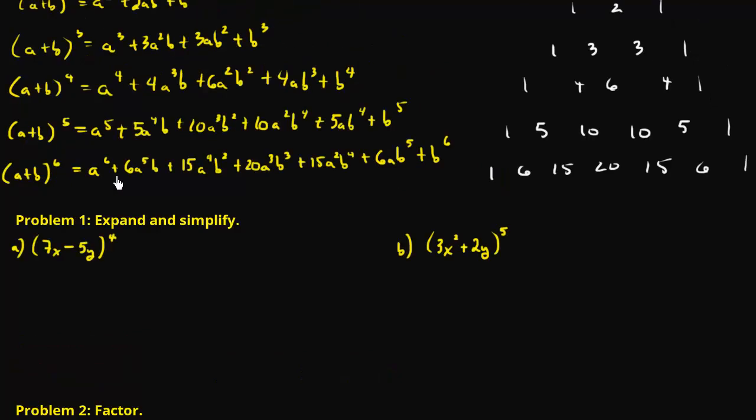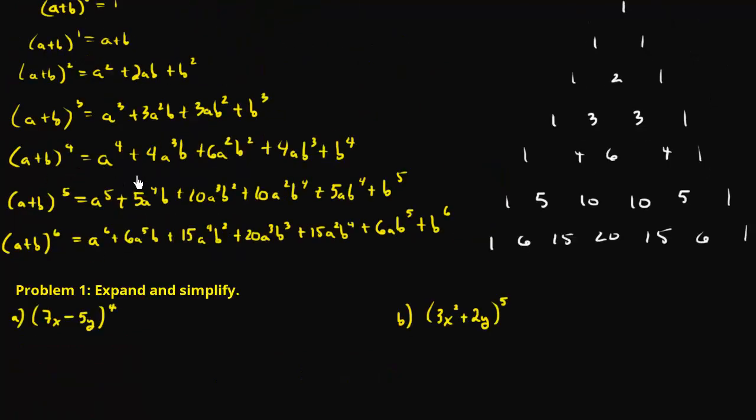Now, I know that if I expand a plus b to the power of 4, the powers of a will go 4, 3, 2, 1, 0, and the powers of b will go 0, 1, 2, 3, and 4. And also the coefficients are from row number 4 of Pascal's triangle. So this is row 0, row 1, row 2, row 3, and row 4.